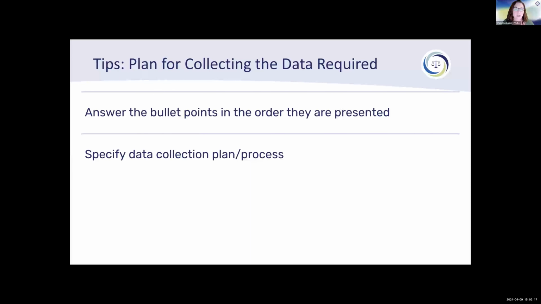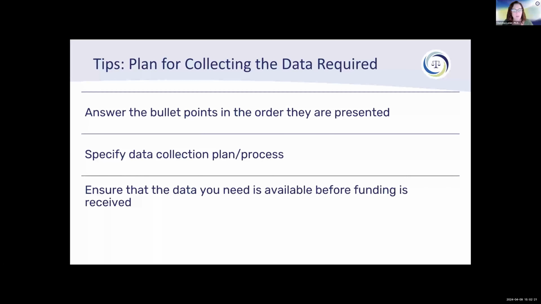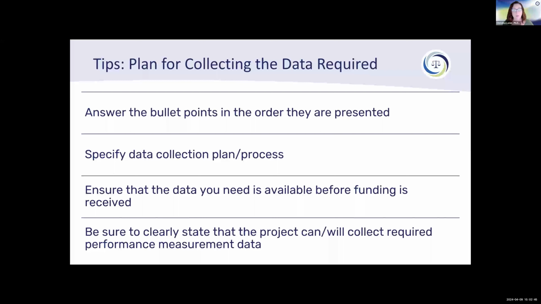Specify the data collection plan and the process. The more specific you can be, the better. Ensure that the data you need is available before funding is received. So you have to be able to collect those performance measures, bare minimum. You need to go look at those. There's a link to them in the solicitation. You have to be able to collect those. If you can't, if right at this moment you can't collect that, then you need to figure out a way to be able to collect it. And then be clear about how you're going to collect that information.